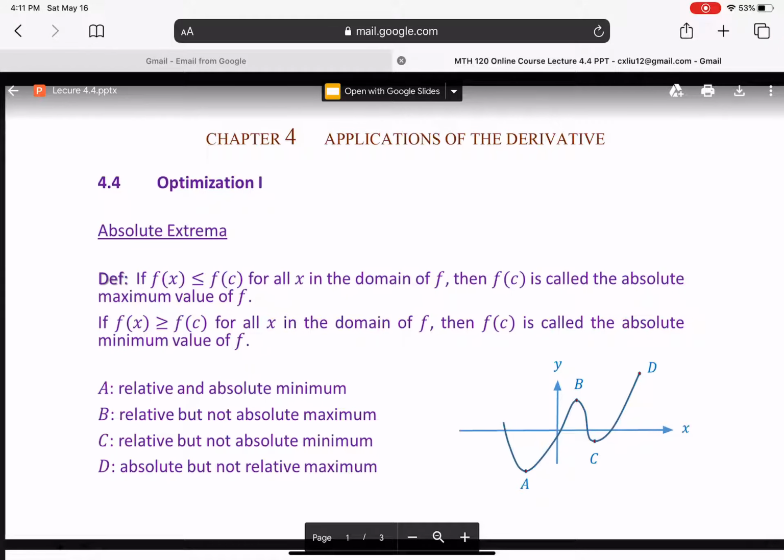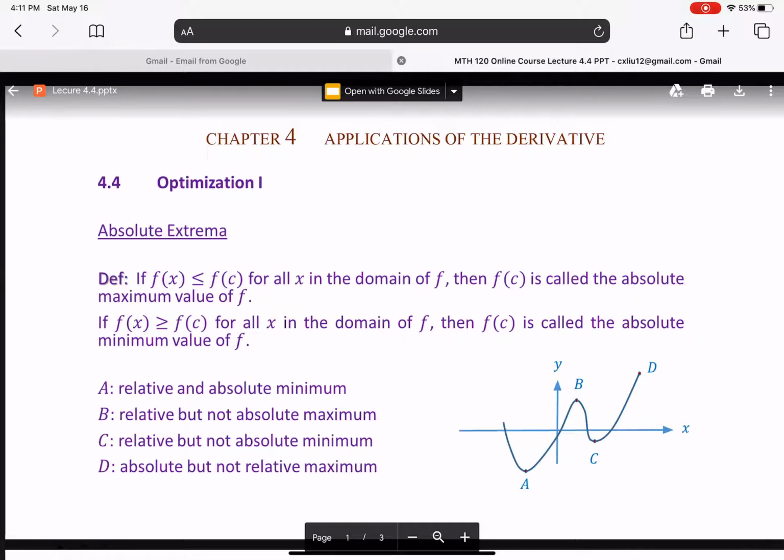So take a look at the picture. We have a piece of curve on the graph. There are four extrema on the curve, A, B, C, and D. The point A is a relative extrema or relative minimum. It is minimum locally, but it's also the absolute minimum because it's the lowest point on the curve. So it is relative and absolute minimum at the same time.